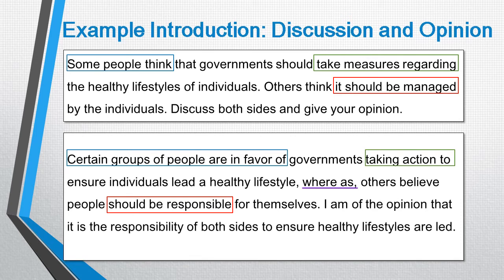Next, we need to respond to the question. As this is a discussion and opinion question, it does directly ask us to give your opinion. So we're going to respond by saying, I am of the opinion that it is the responsibility of both sides to ensure healthy lifestyles are led.